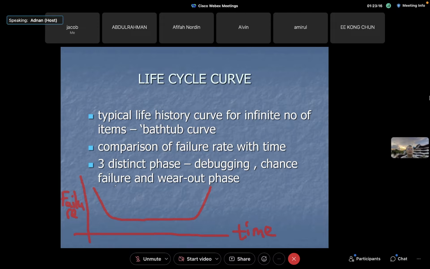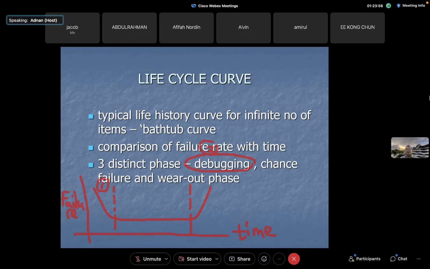So you have 3 phases on this curve. The first phase we call infant mortality phase, and you have the normal phase and the worn out phase. Three distinct phases. In these notes, they call the first one debugging. Debugging is this phase, or sometimes known as infant mortality.